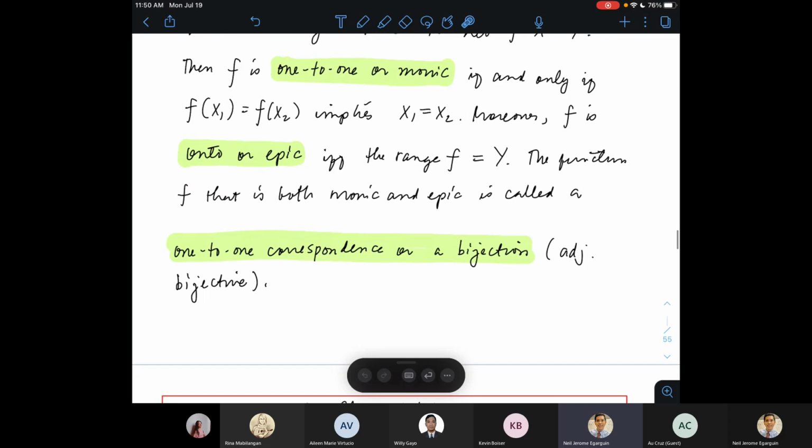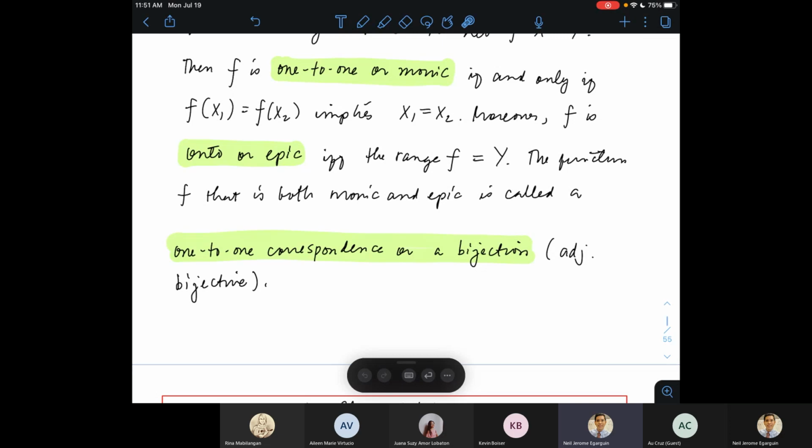A function f that is both monic and epic at the same time is called a one-to-one correspondence or a bijection. Other terms for being monic is that f is injective or f is an injection. And for epic, we also say f is surjective, or f is a surjection. So a bunch of terms that you can use.